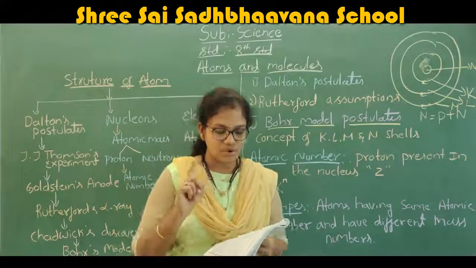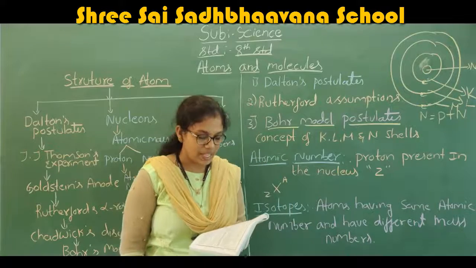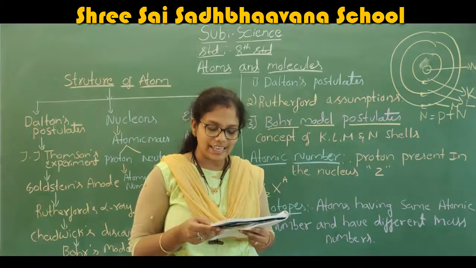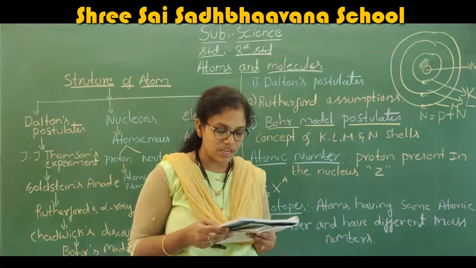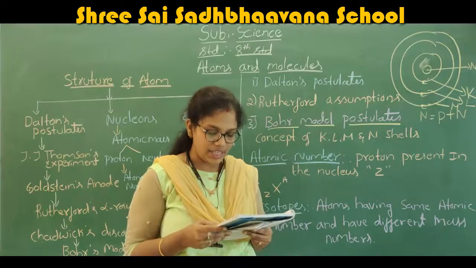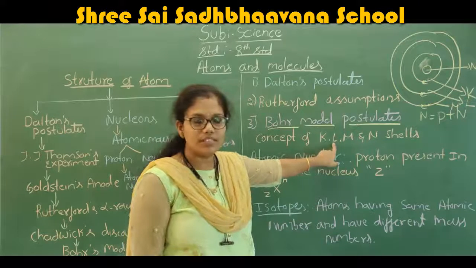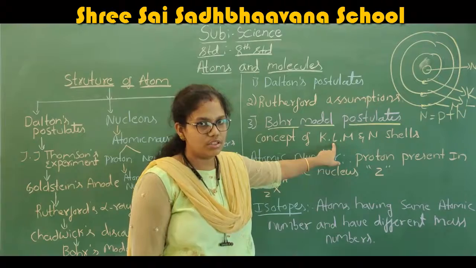What is Bohr's first important postulate? Electrons revolve around the nucleus only in certain permissible circular orbits. We call them shells. This is the first postulate of Bohr.